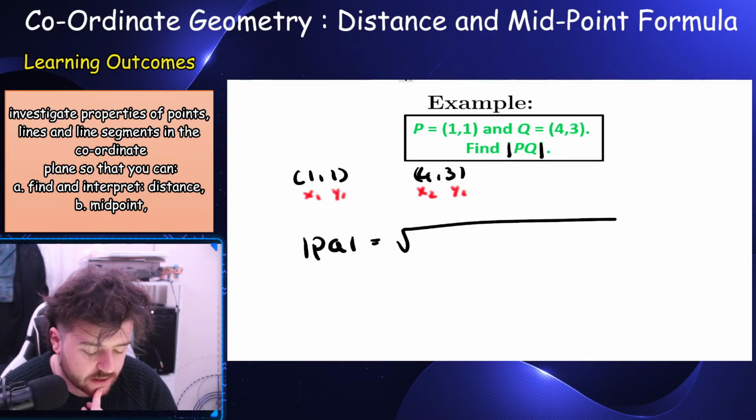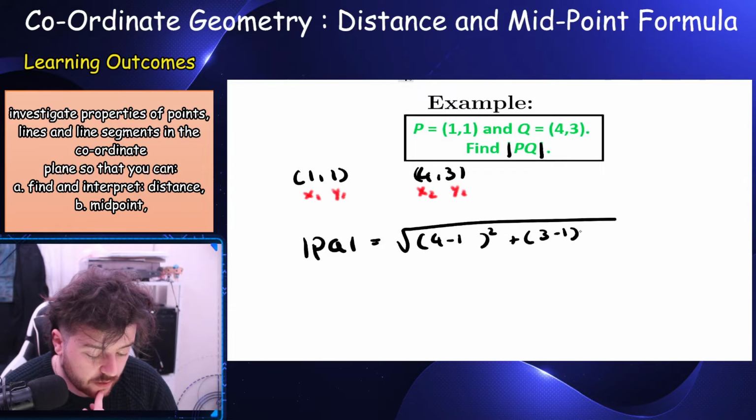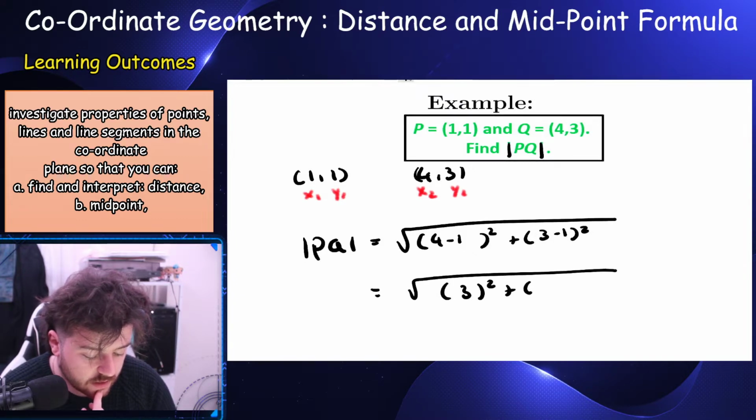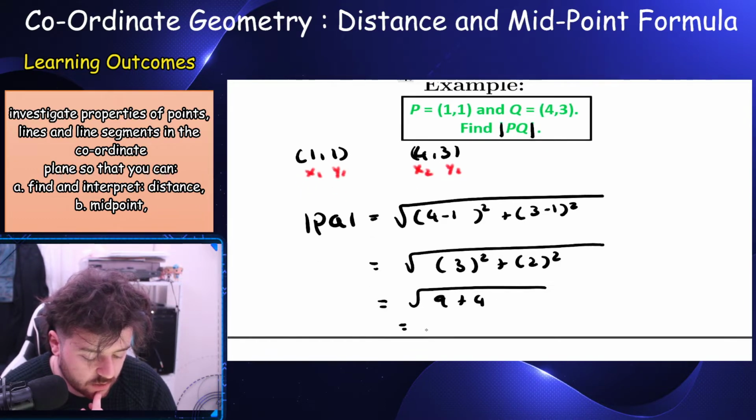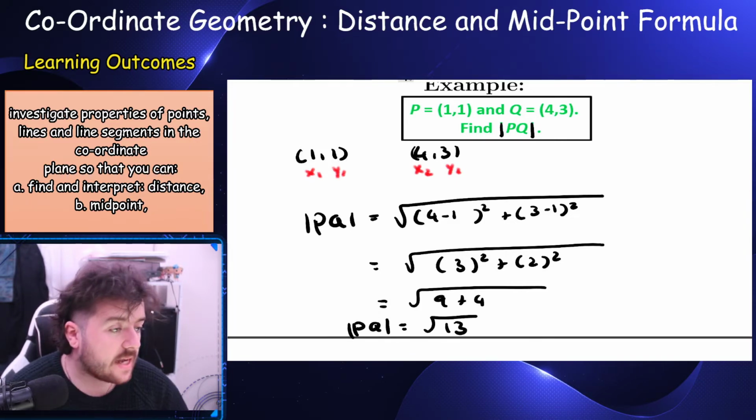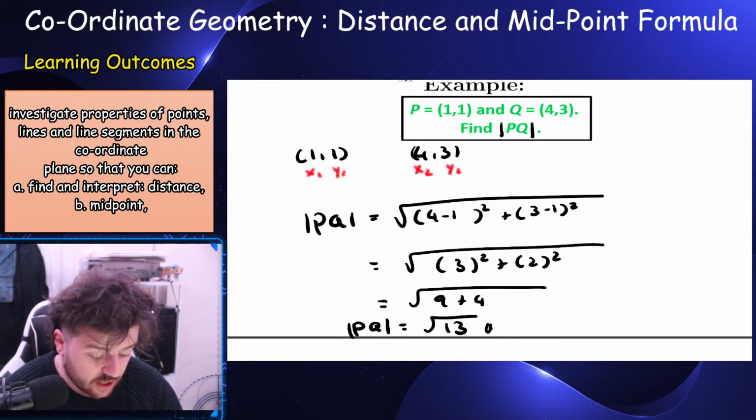Shove it into my formula, so square root of (x2 minus x1), so 4 minus 1, all squared, plus (y2 minus y1), all squared, equals the square root of 3 squared plus 2 squared, equals the square root of 9 plus 4, which is equal to the square root of 13. So the length between the points P and Q is square root 13 units.